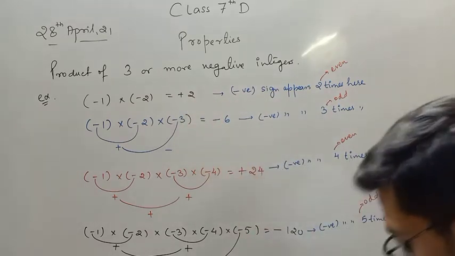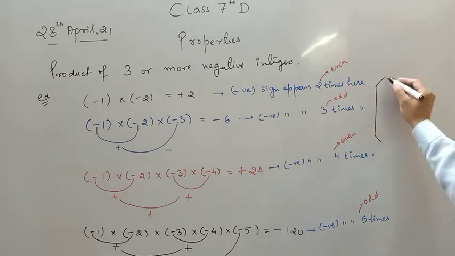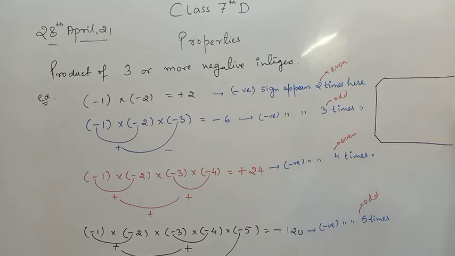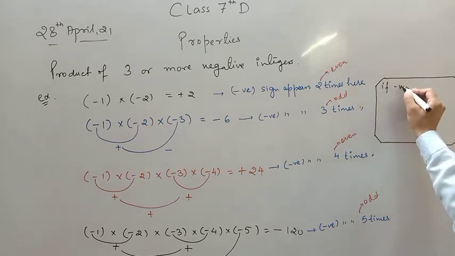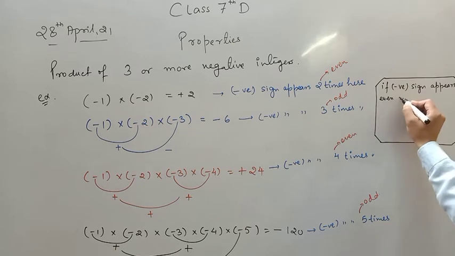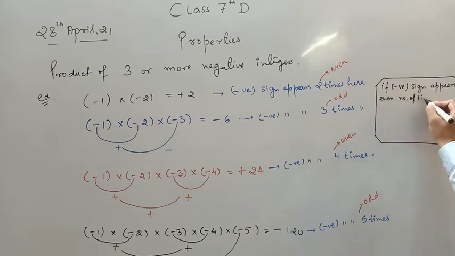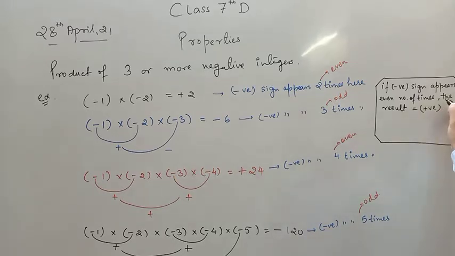So I'm concluding here: if the negative sign appears an even number of times, the result is always positive. The result will always be positive. Any doubt in this?